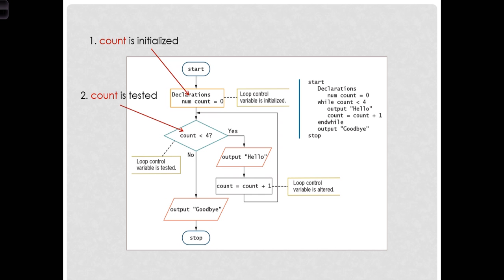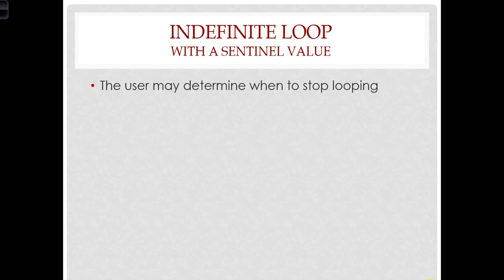The second action that has to occur is that count is tested. And so we ask, is count less than 4? If the answer is yes, we take one branch, and if the answer is no, we take another branch. So what you'll see here is that we've got a true or false answer. And the third is that in this loop, somewhere before we make the decision again, we're going to alter count so that the loop does eventually terminate. So this is our counted loop or our definite loop. We're going through it 4 times.